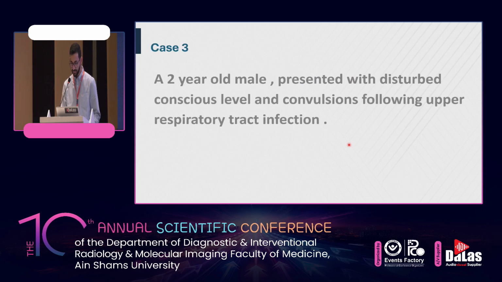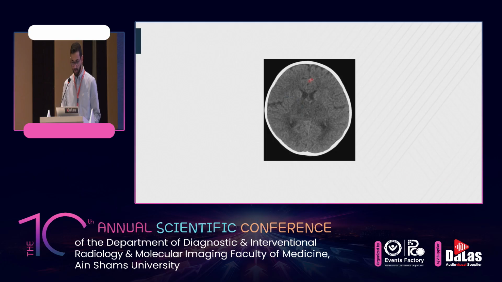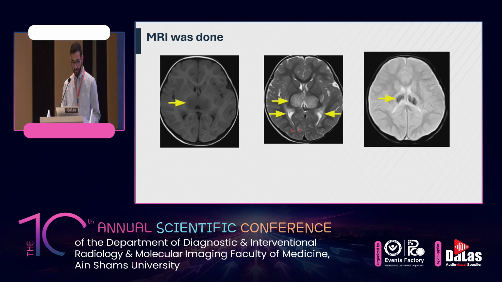Our next case, a 2-year-old male presented with disturbed conscious level and convulsions following upper respiratory tract infection. An important point in the patient's history is that it followed upper respiratory tract infection. Our CT shows bilateral thalamic lesions, hypodensities actually. In MRI, there are bilateral thalamic low T1, high T2 lesions, and in T2 star, we have the blooming artifact denoting hemorrhagic component.